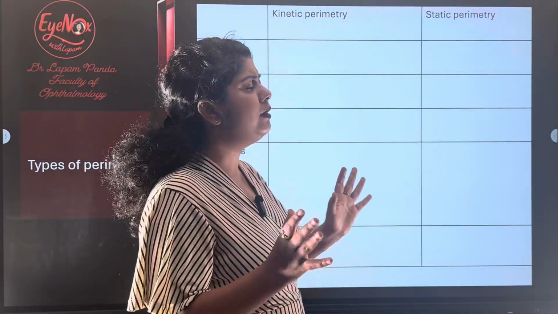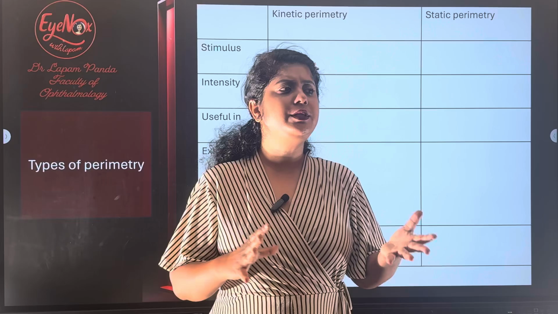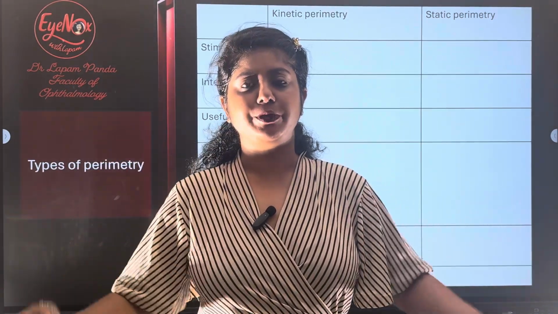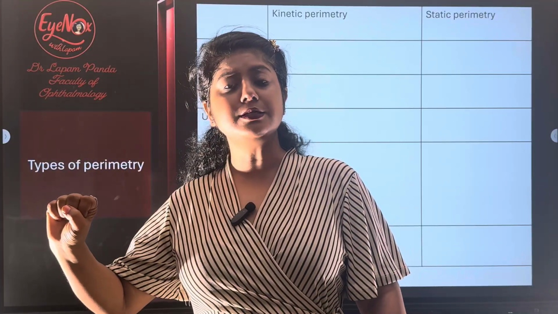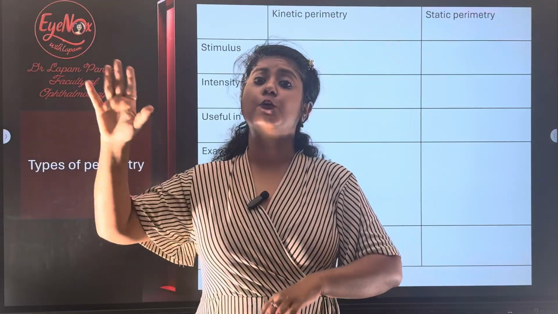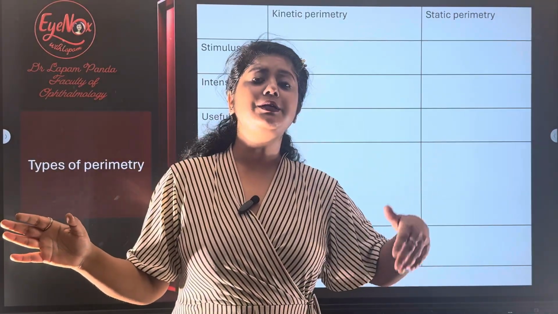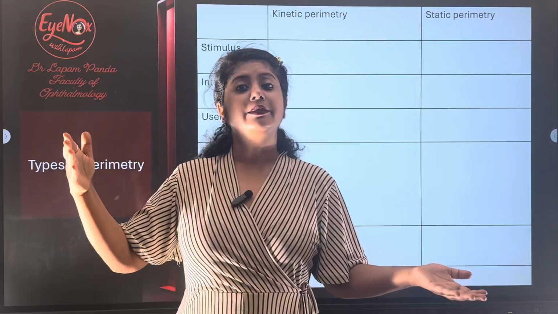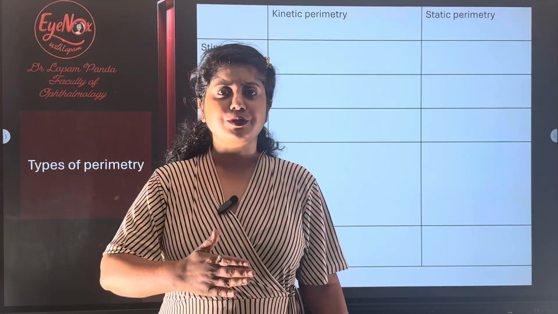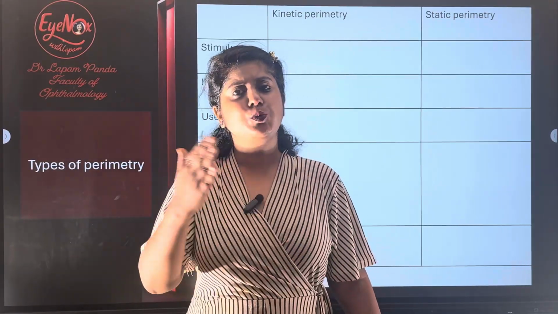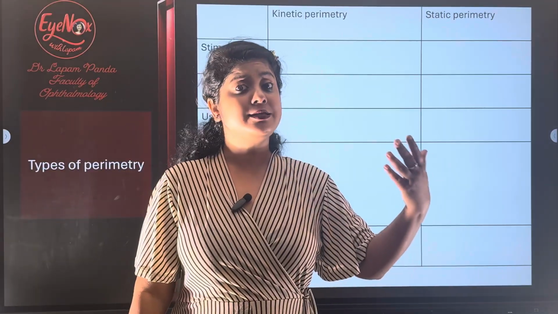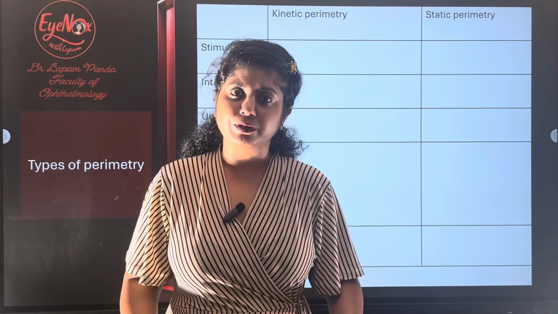Now, when we talk about the types of perimeter, there are broadly two kinds of perimetry. One is the static perimeters and one is the kinetic perimeters. The kinetic perimeters are the old perimeters, the static perimeters are the new perimeters. The kinetic perimeter means, as the name suggests, the machine moves. That's why it's known as a kinetic perimeter. And the static perimeter, as the name suggests, the machine doesn't move.